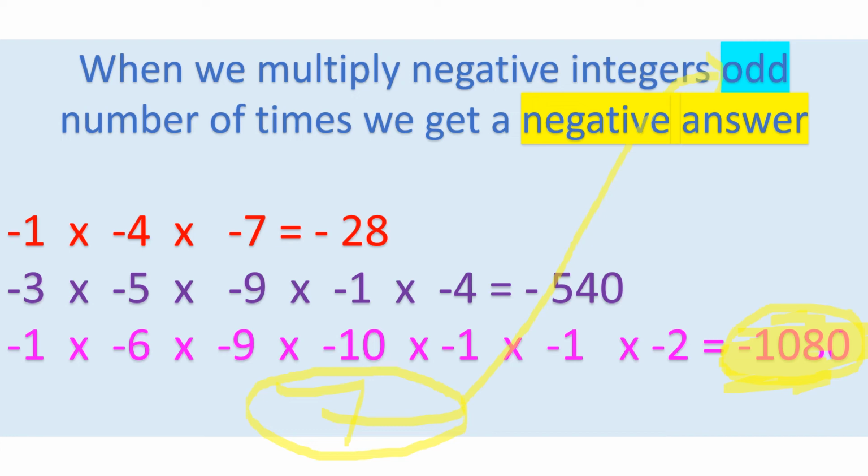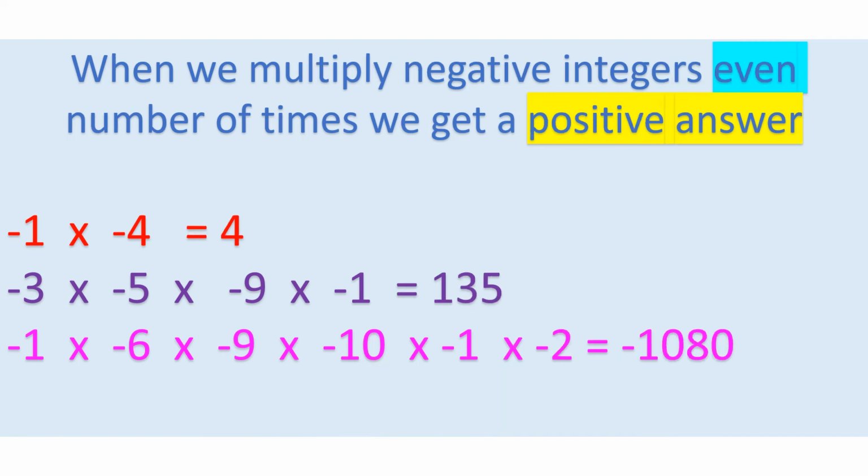In the same way, we can tell about an even number of integers also. Let's look at that. Like previously, when we multiply negative integers an even number of times, we get a positive answer. What does this mean? Let's see via example.